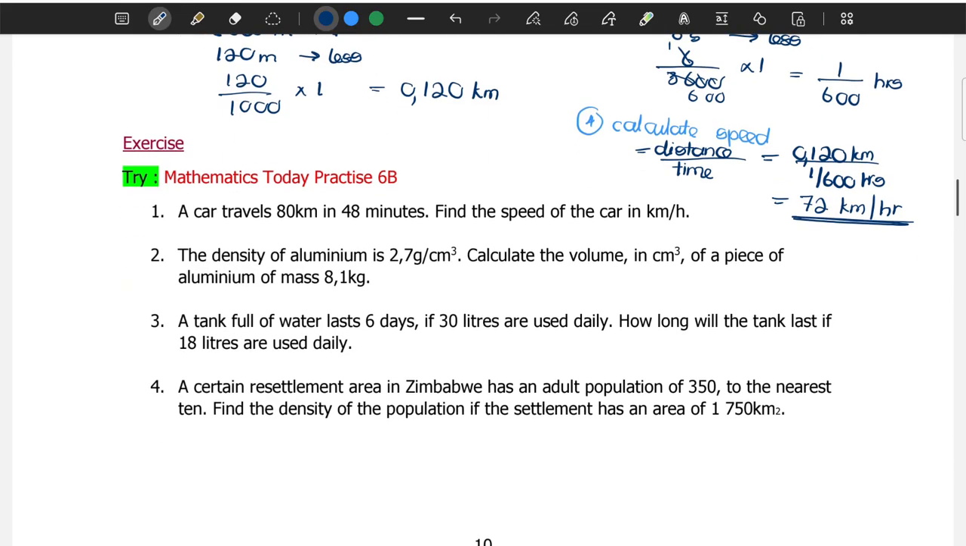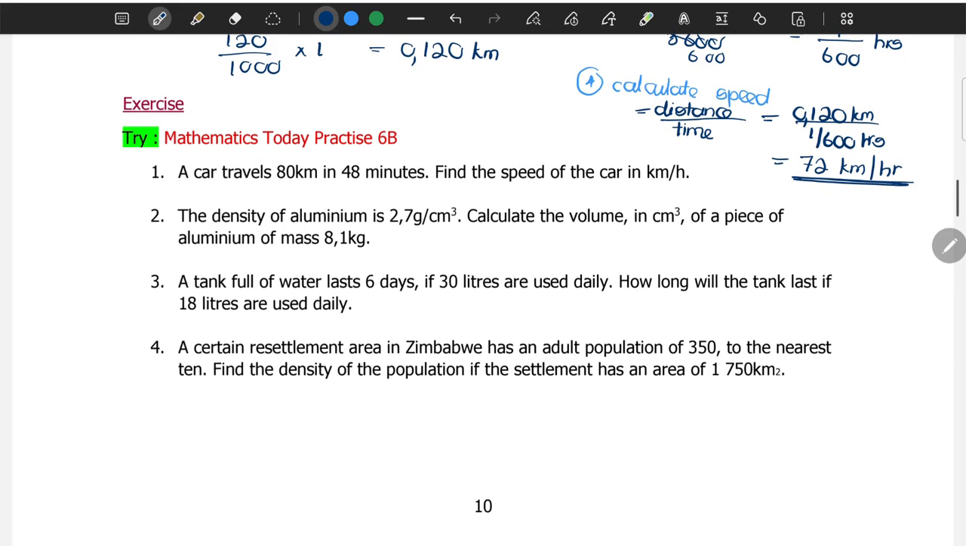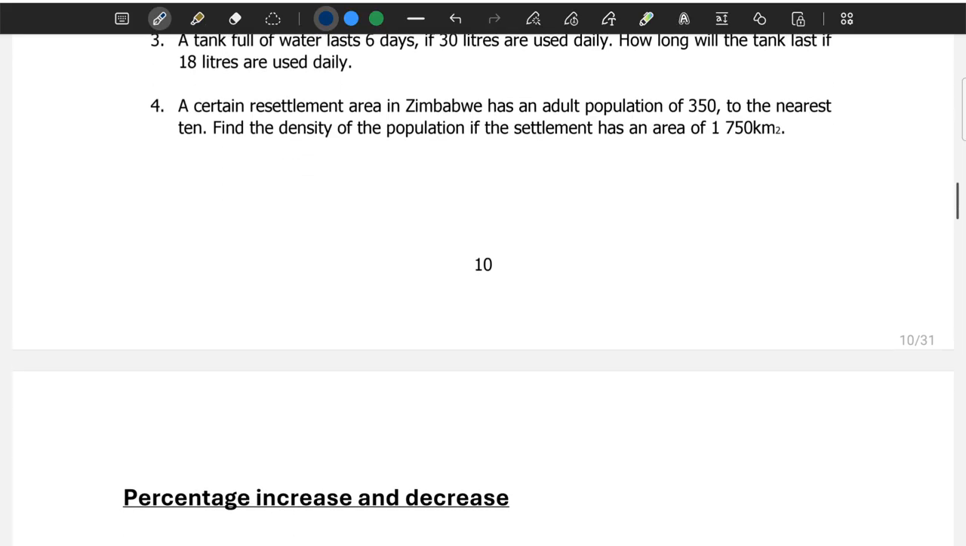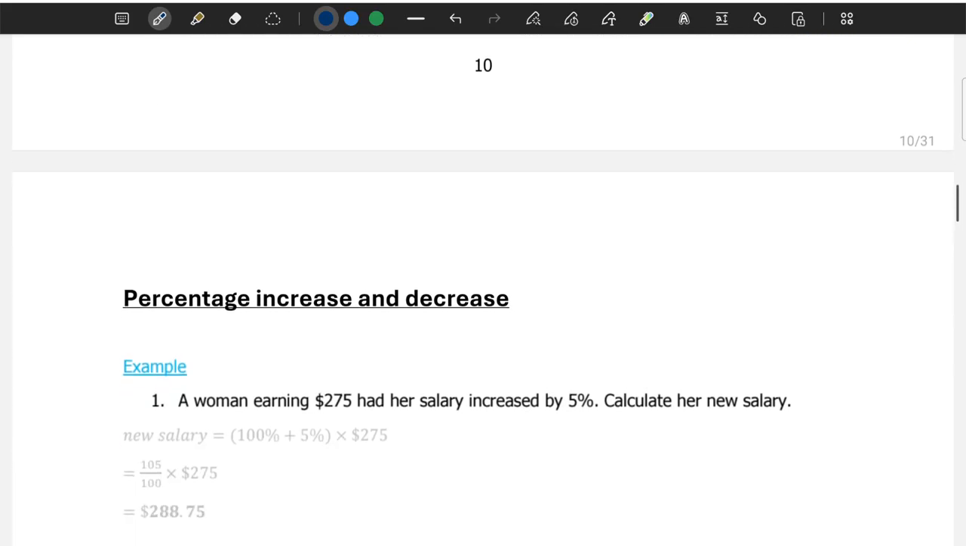So you can try some questions extracted from the Mathematics Today textbook, number 1 to number 4, and give them a go.